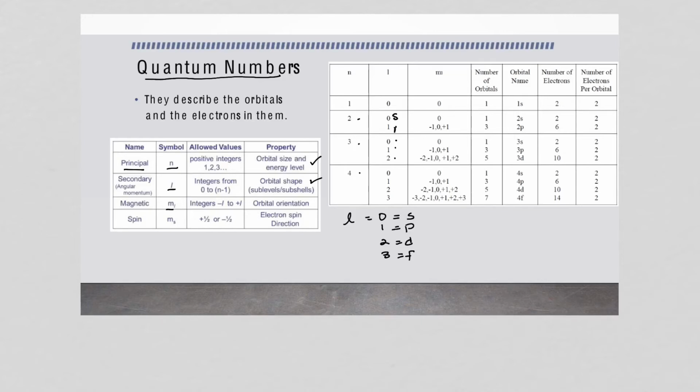But when we have a p-type orbital represented by l = 1, notice we have 3 possible M sub L values, or in other words, 3 possible orientations. And notice p orbitals always come in sets of 3. For a d orbital, remember, they come in sets of 5. Notice we have 5 possible M sub L values representing 5 possible orientations of this type of orbital.